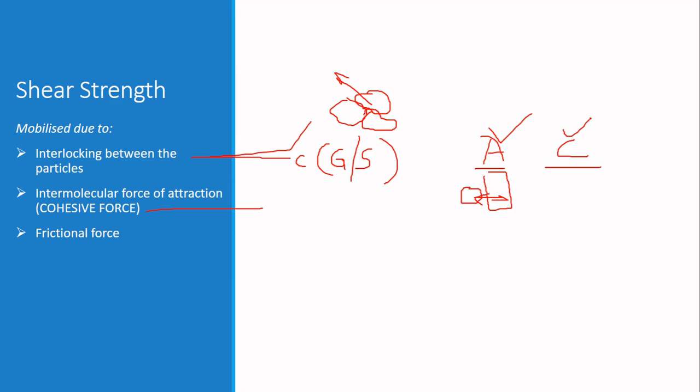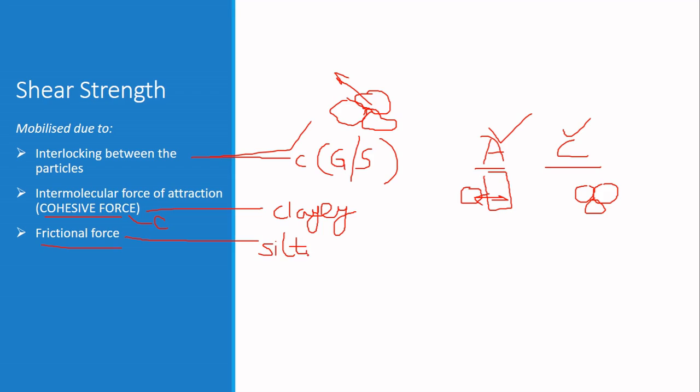But when it comes to cohesive force or cohesives, the force of attraction is between the same particles or same materials. This is actually observed in clayey soil. So clayey soil develops shear resistance because of cohesive force. Cohesive force or cohesion is denoted by small c in soil mechanics. The next is frictional force. Frictional force also helps in the development of shear strength. This is actually observed in silty soil or silt.